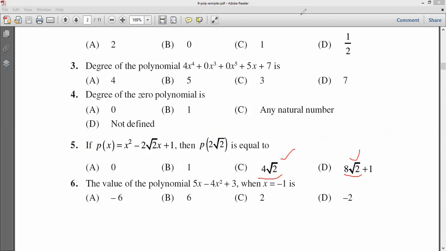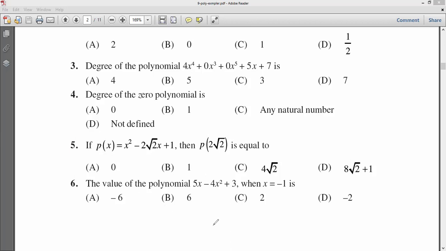Now coming to question number 6, Saksham Jain, question 6. Yes, sir. The value of polynomial 5x minus 4x square plus 3 when x is equal to minus 1 is. What will come? A, minus 6. Karmanya, I'm asking him. You will get a chance to answer it. Saksham, tell me how you got that answer.